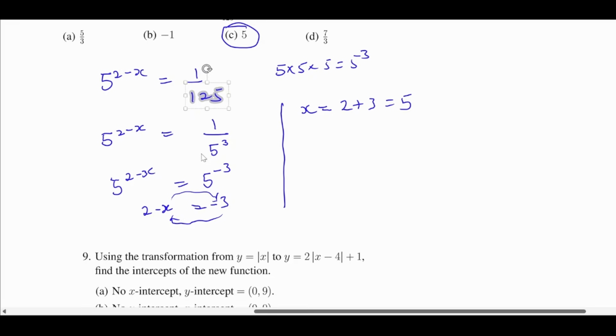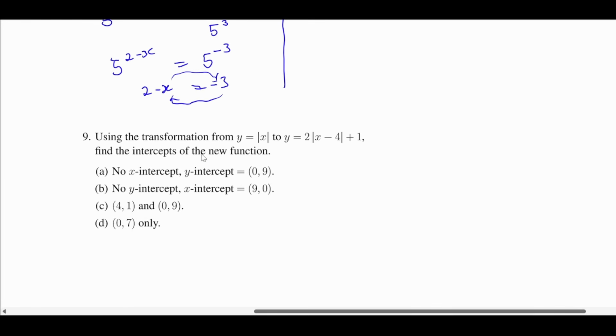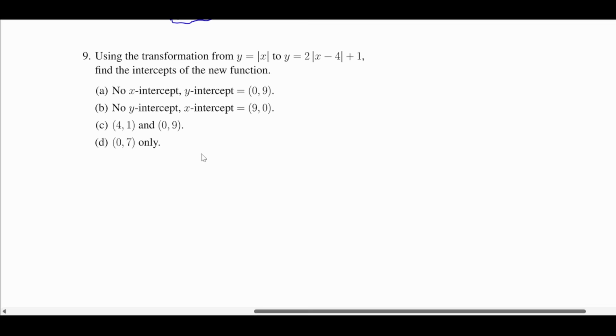Now let's go. Question 9. They say using the transformation from y is equal to the absolute of x to y is equal to 2 absolute of x minus 4 plus 1, find the intercept of the new function. So we are going to find the intercept.